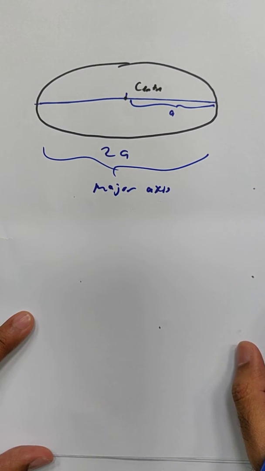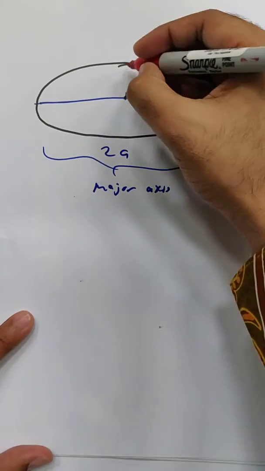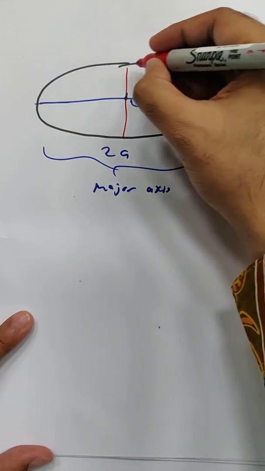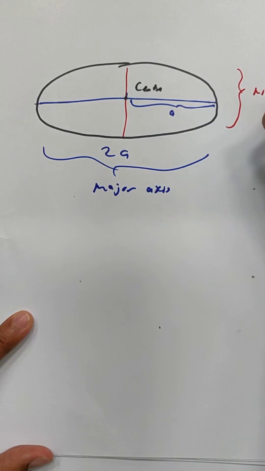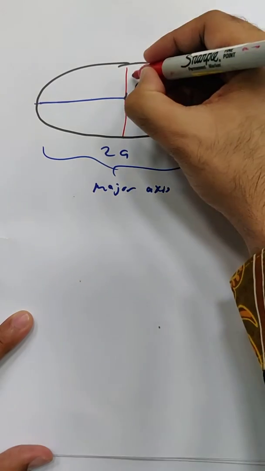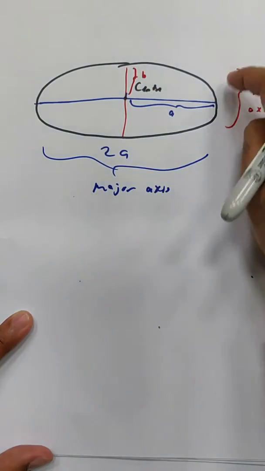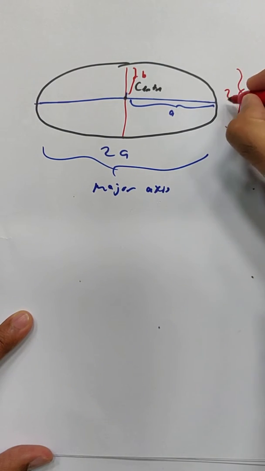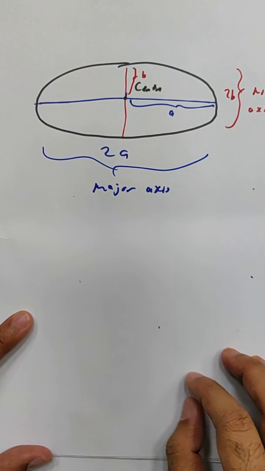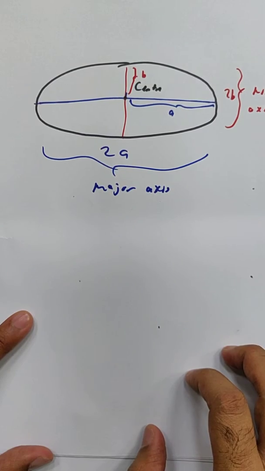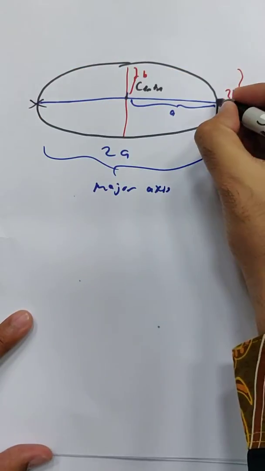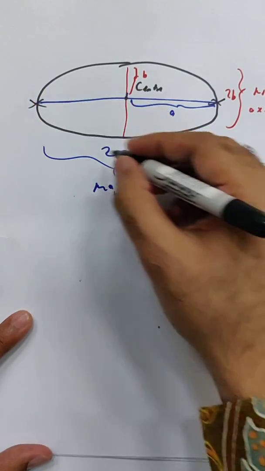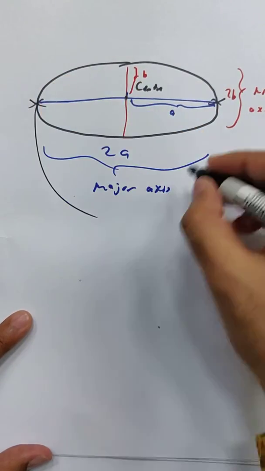Are you okay? The length of here, this is what we call the minor axis. If this is b, so the whole length is 2b. Very good. Where's the vertex or vertices? Here and here is what we call major.